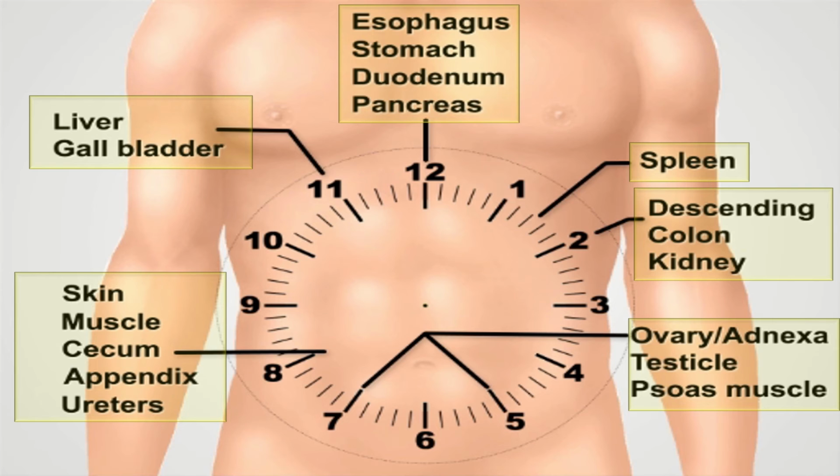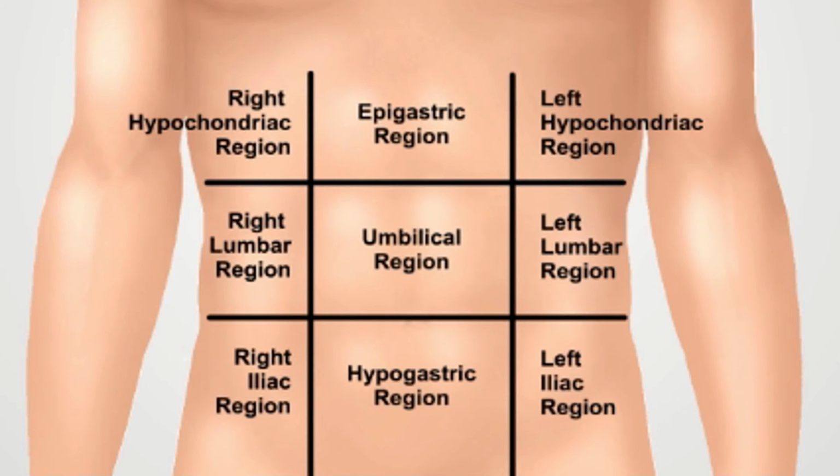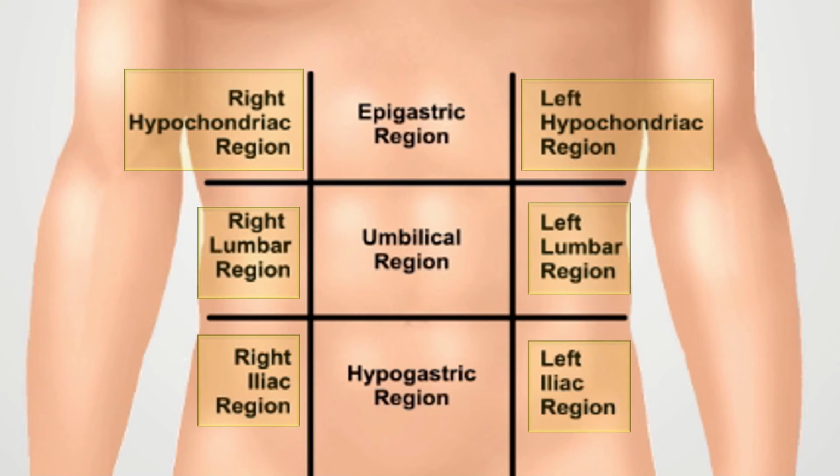The midline anatomical regions include the epigastric region, umbilical region, and hypogastric region. Each bilateral anatomical region has an associated right and left side. Adjacent to the epigastric region are the right and left hypochondric regions. Adjacent to the umbilical region are the right and left lumbar regions. On either side of the hypogastric region are the right and left iliac regions, which can be referred to as right and left inguinal regions.